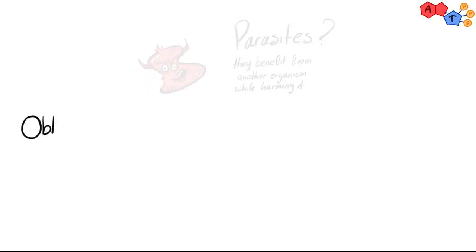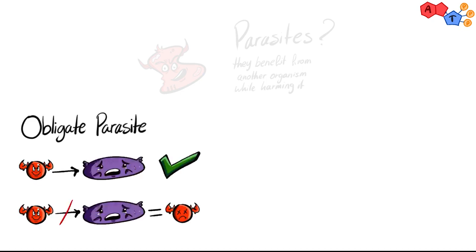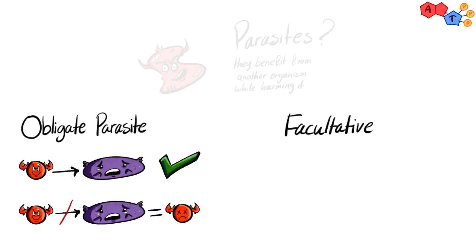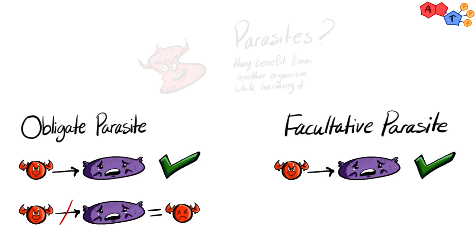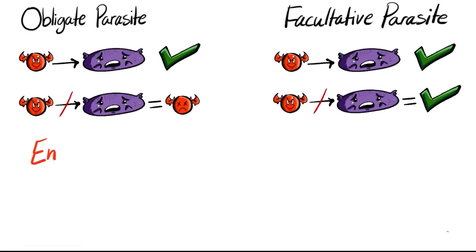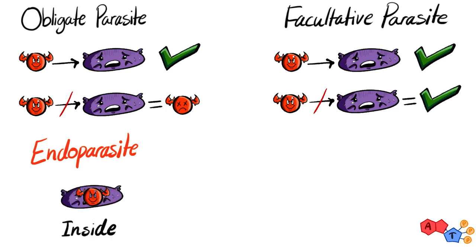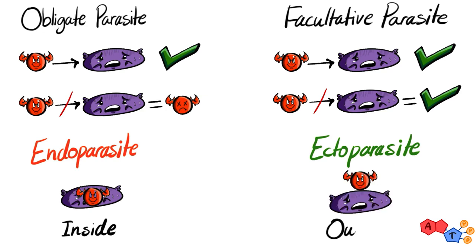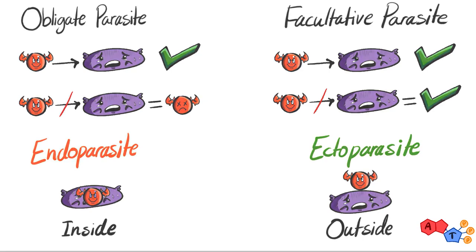It can be either an obligate parasite, which can only survive in a host, a facultative parasite, which can survive with or without the host, and then they can be either an endoparasite, which is a parasite that only lives inside the organism, or an ectoparasite, which is a parasite that lives on the body surface, on the outside. Endo means inside, and ecto means outside.